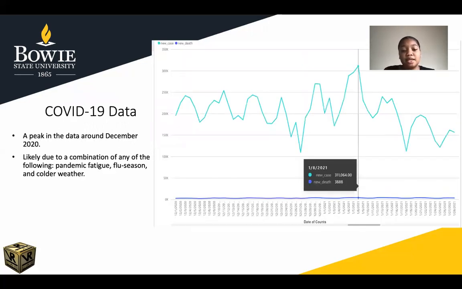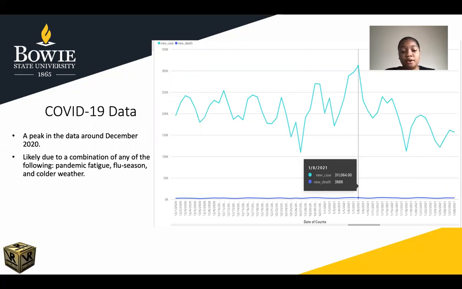We can see a peak in data around December 2020, which was likely due to a combination of any of the following: pandemic fatigue, flu season, and colder weather. Pandemic fatigue is a feeling of overwhelmingness and can result in individuals not being as careful and less compliant with CDC guidelines for mask wearing and social distancing.